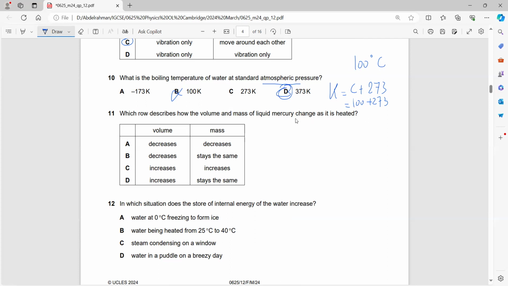Which row describes how the volume and the mass of liquid mercury change as it is heated? When heated, the volume increases while the mass stays the same.